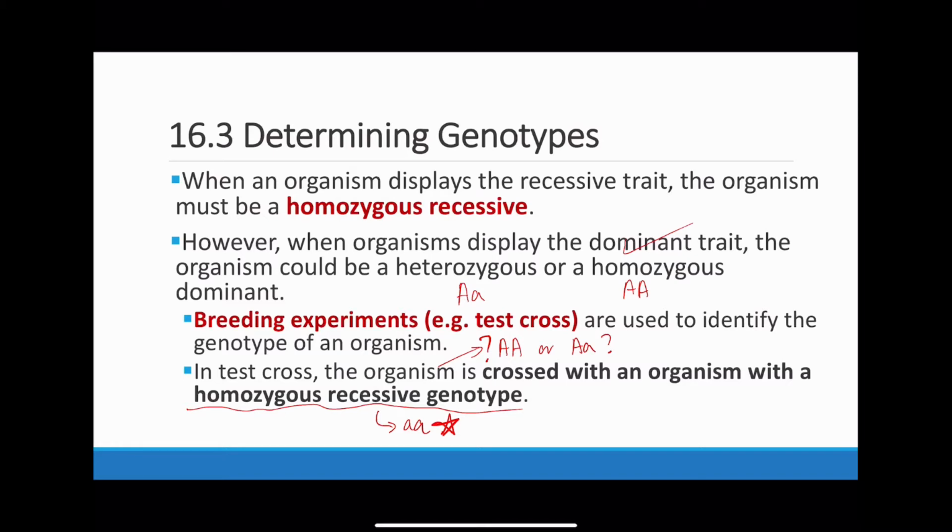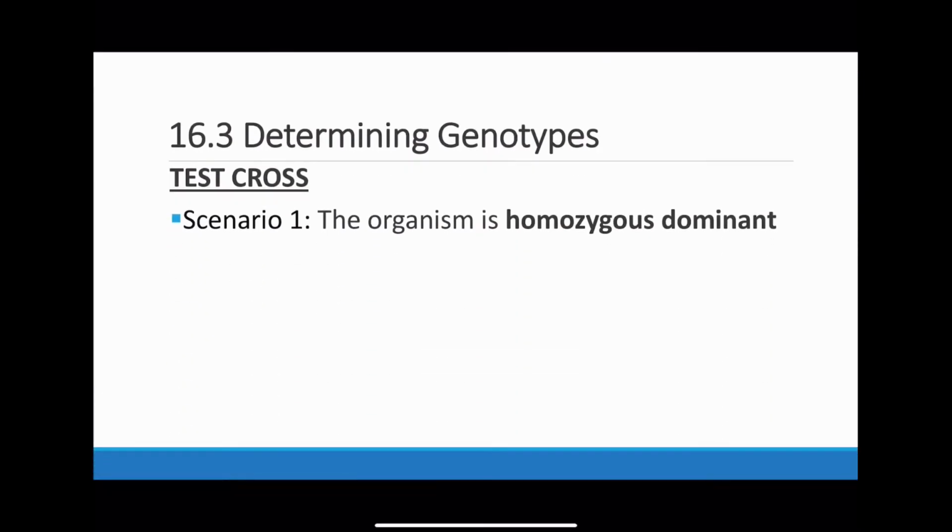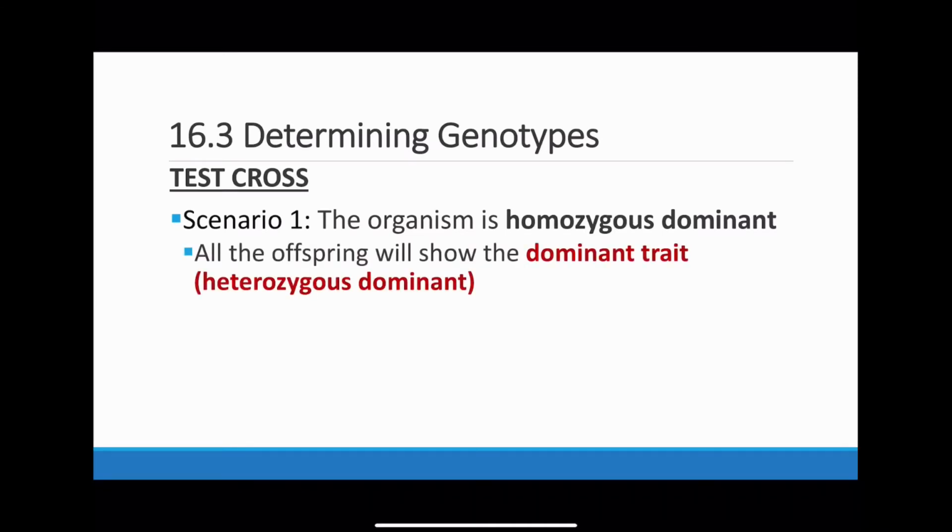Basically, by looking at how the offspring are, you can actually tell whether the original parent is homozygous or heterozygous. Let me give you an example. In scenario 1, if the organism was homozygous dominant, all the offspring are going to have the dominant trait, and all of them are going to be heterozygous dominant.